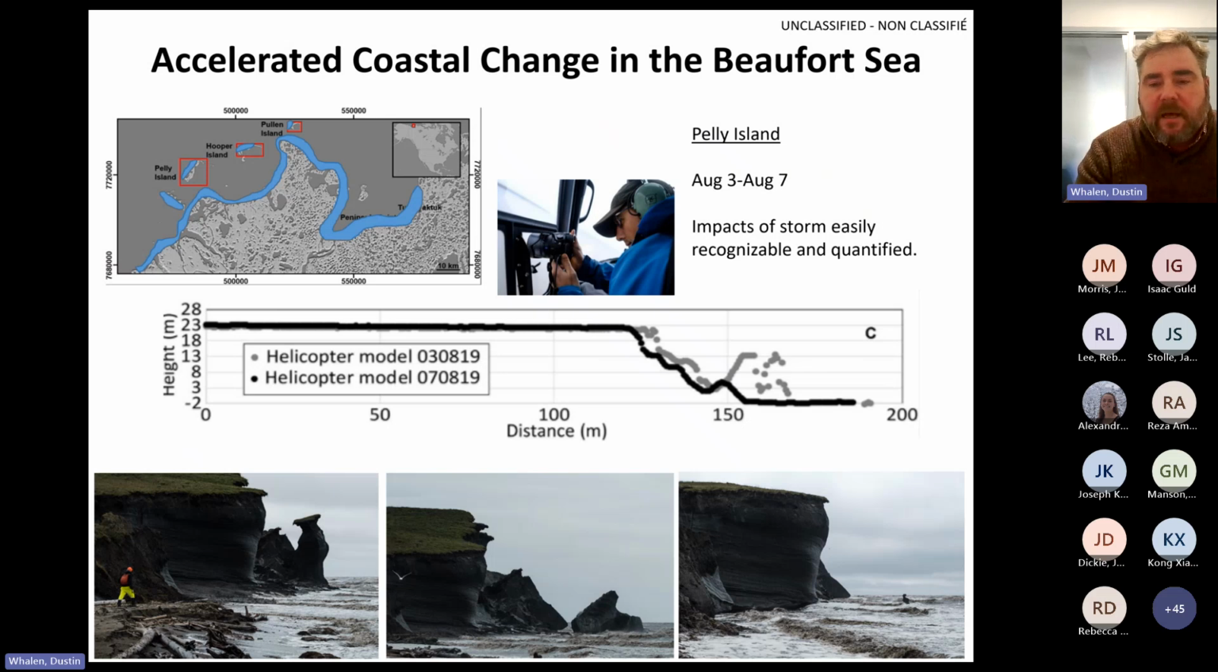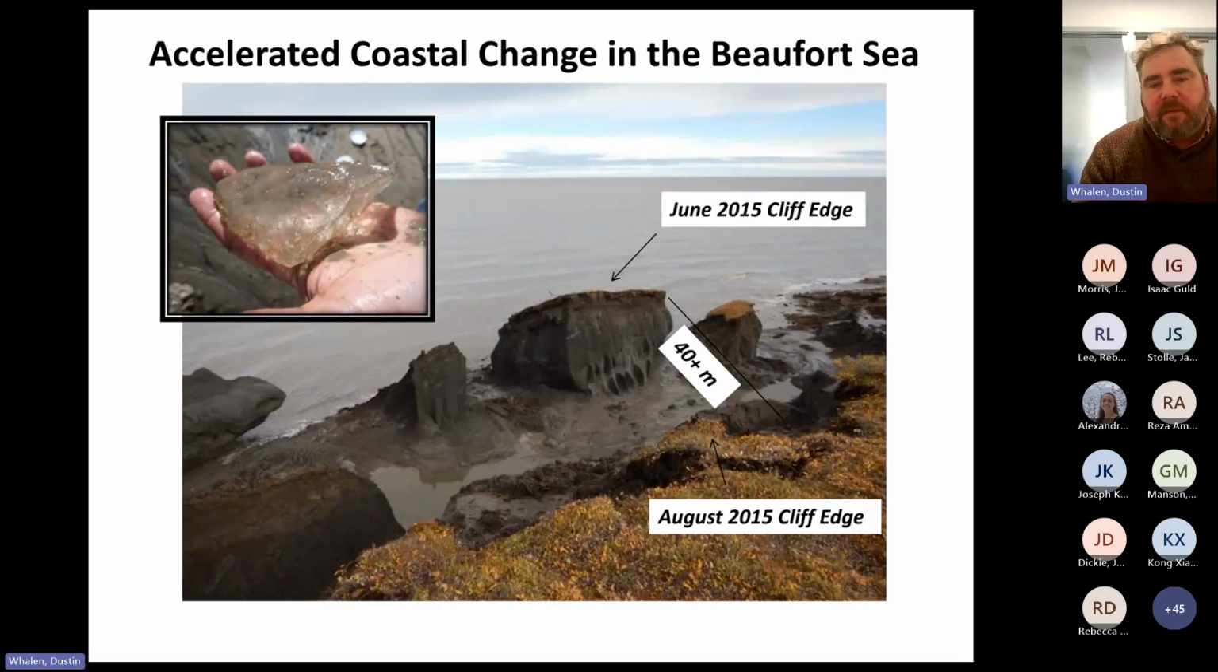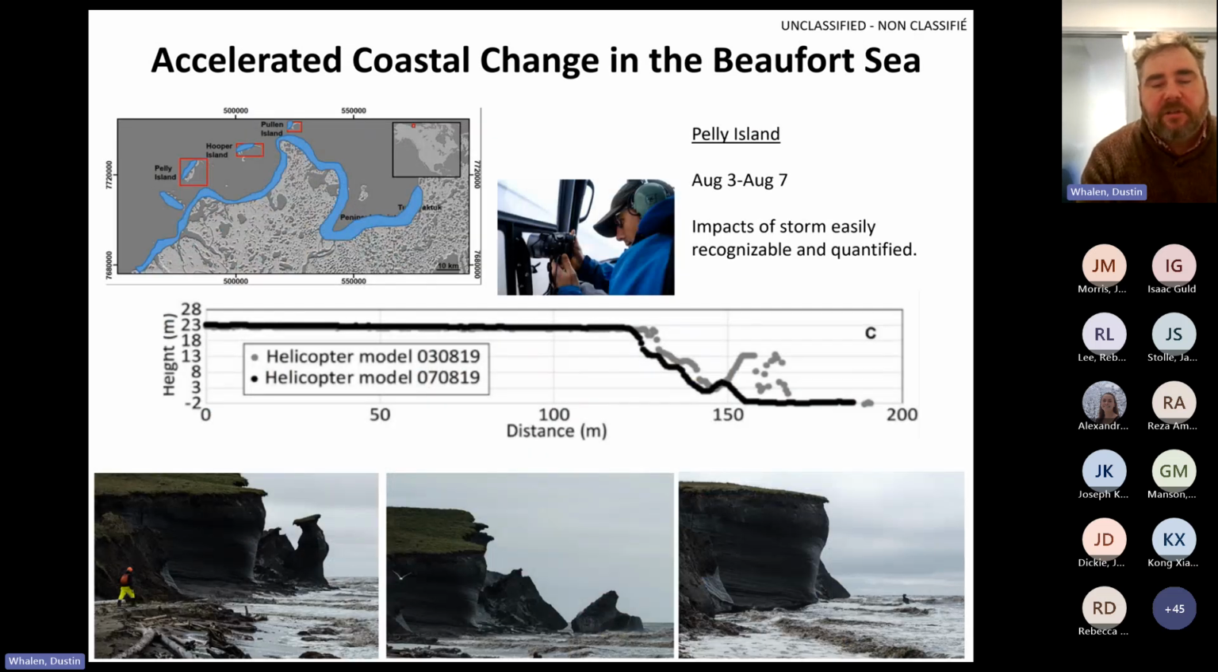But it can also go quite fast, as Mike shows here in this image, where we did repeat time-lapse imagery across Pelly Island, and below we have a 3-day time series. So day 1 on one side leading into day 3, and you can see that pinnacle has just fallen into the water from the action of waves.